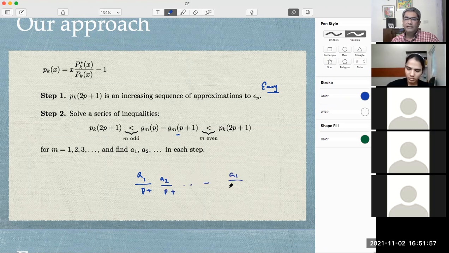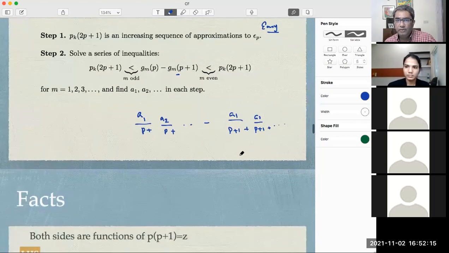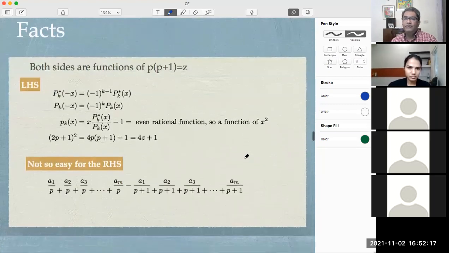Minus a guy with p plus 1. So we wanted telescoping, and at each step for m equal to 1, we calculate a1. If we can calculate it, then we try m equal to 2 and so on. So let me show you. But before I show you some examples, some facts.